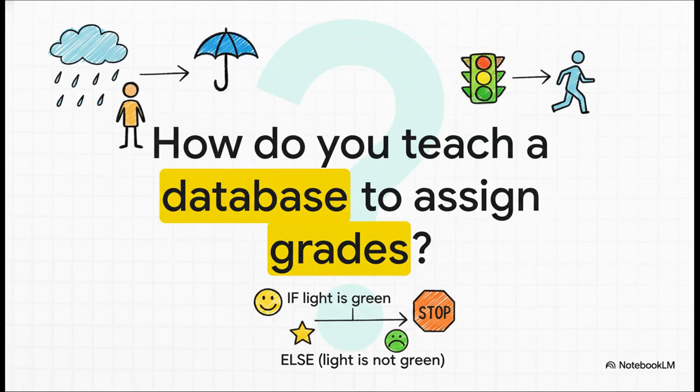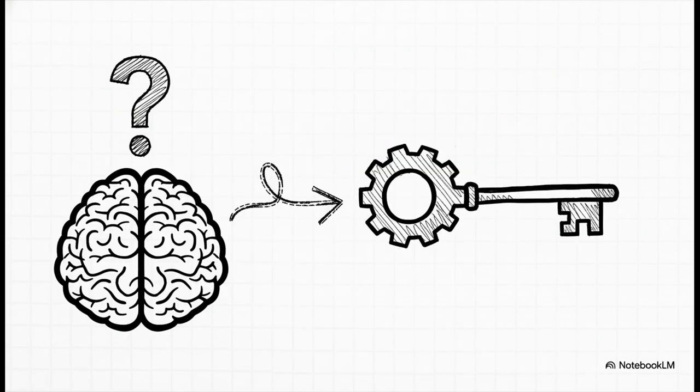We make these kinds of decisions all the time without even realizing it. If it's raining, I'll take an umbrella. If the light is green, I'll go. So the big question is, how do we translate that simple, human, if this, then that logic into something a database can actually understand? And the answer, the key to all of this, is the SQL case statement.